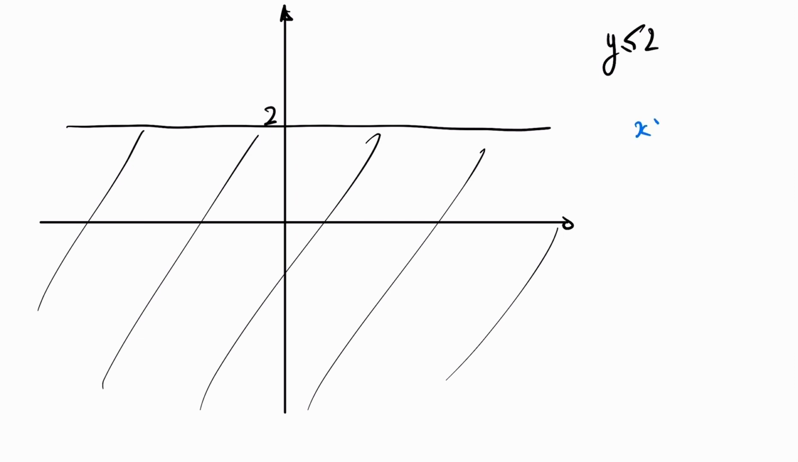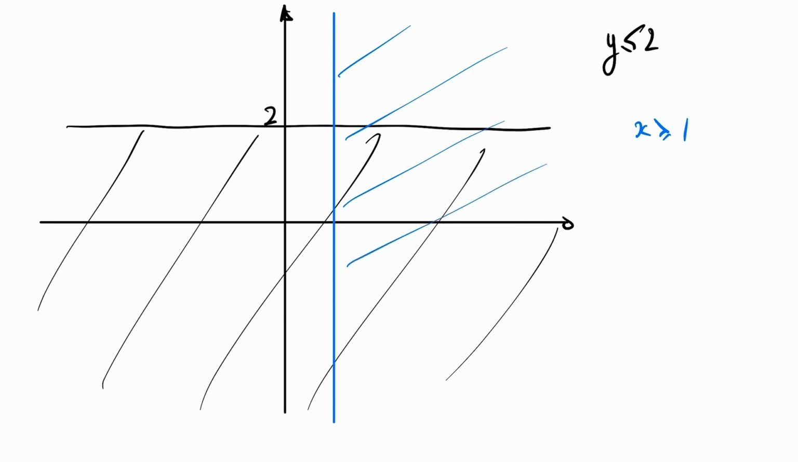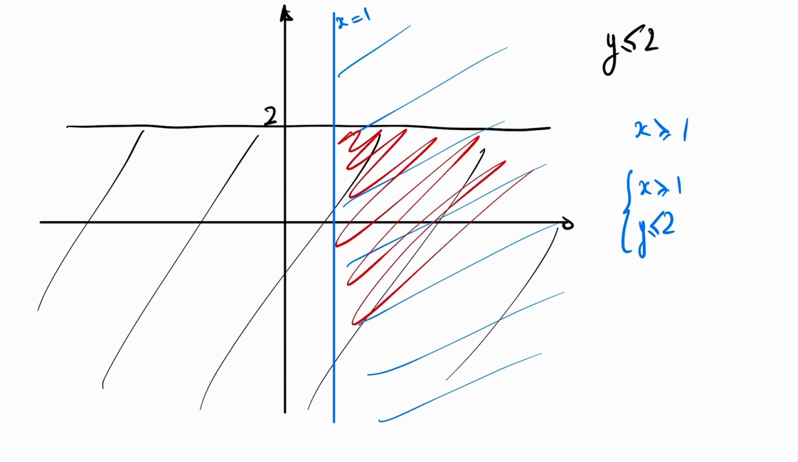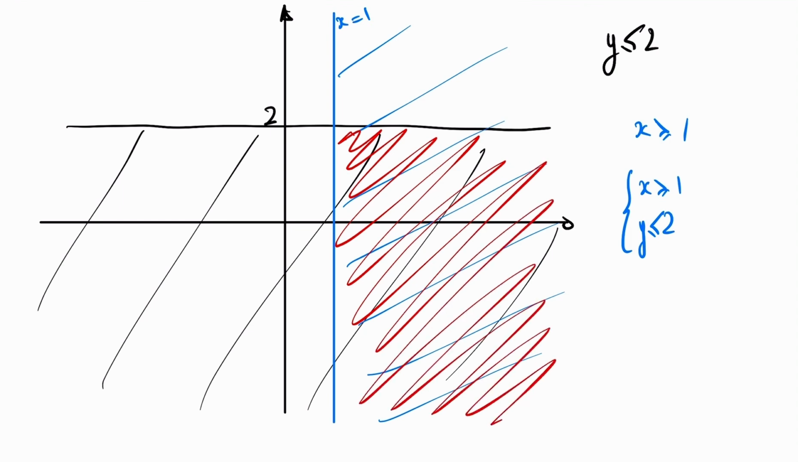What about this one? x greater or equal to 1? Well, again, easy. That's the area of the plane basically to the right of the line x equal 1. Now, if we have the two together, x greater or equal to 1 and y less or equal to 2, well, that's the intersection of both. So in that case, that would be this area here.